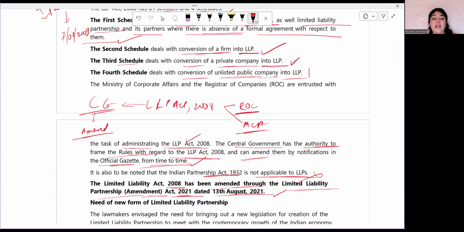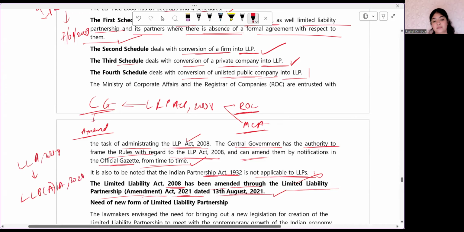So earlier the act was Limited Liability Partnership Act 2008, LLP Act 2008. It was then amended by the Limited Liability Partnership Amendment Act, 2021. Okay. Need for new form of limited liability partnership. What was the need over here?